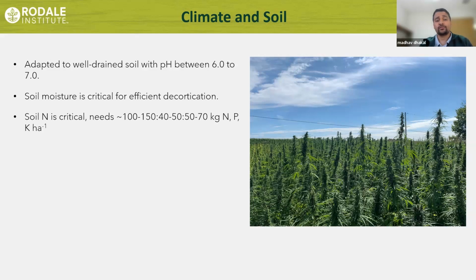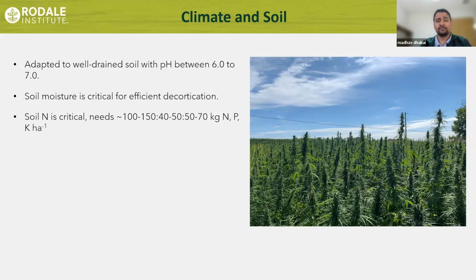Soil nitrogen is also critical. It has a major role in fiber production and fiber quality. It depends on what type of hemp you are growing, whether it is seed hemp or fiber hemp. Based on that, the nutrient removal from the soil is around 100 to 150 kilograms of nitrogen, 40 to 50 kilograms of phosphorus, and 50 to 70 kilograms of potash.